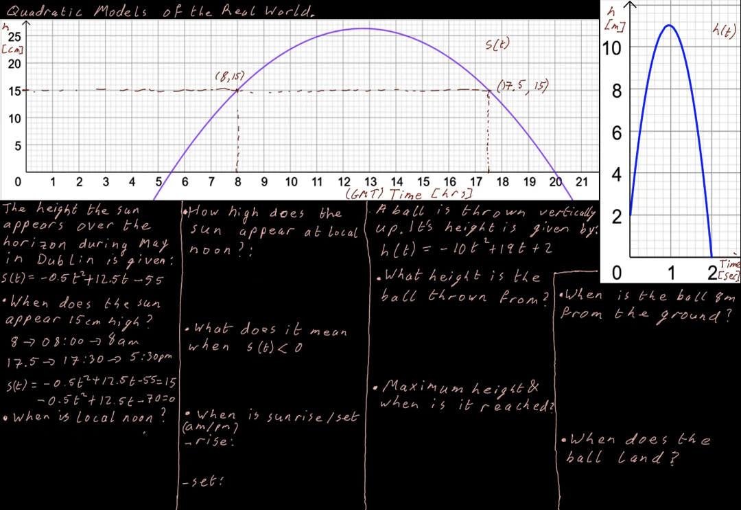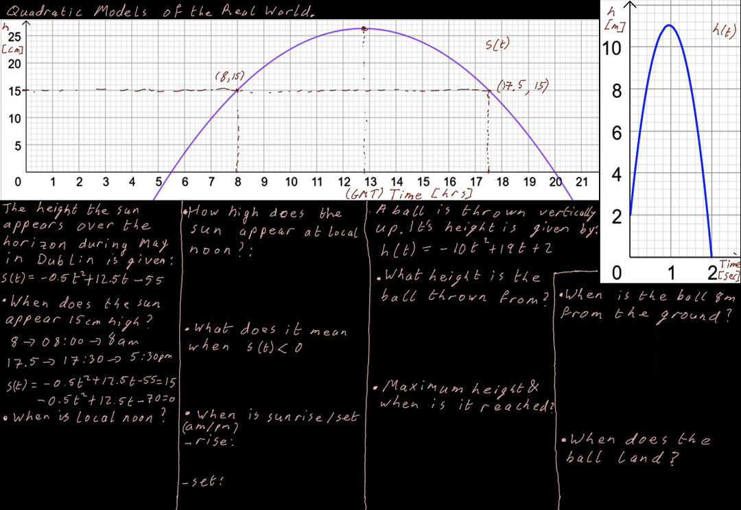Now, when is local noon? So what does noon, or local noon, mean? Well, that means when is the sun highest in the sky? So I would look to where the sun is highest in the sky, and that looks like it is about there. So that is approximately the highest point we've got. So if we go down, following that carefully, we are at 12 and we are on the fourth mark over there.